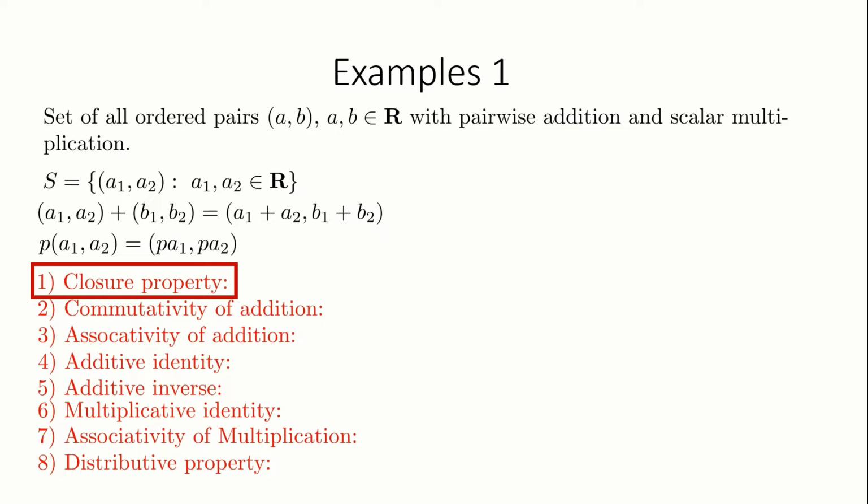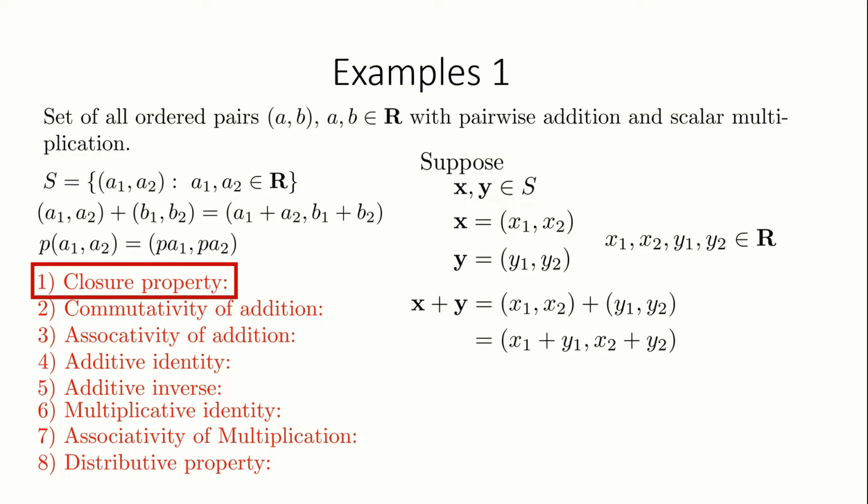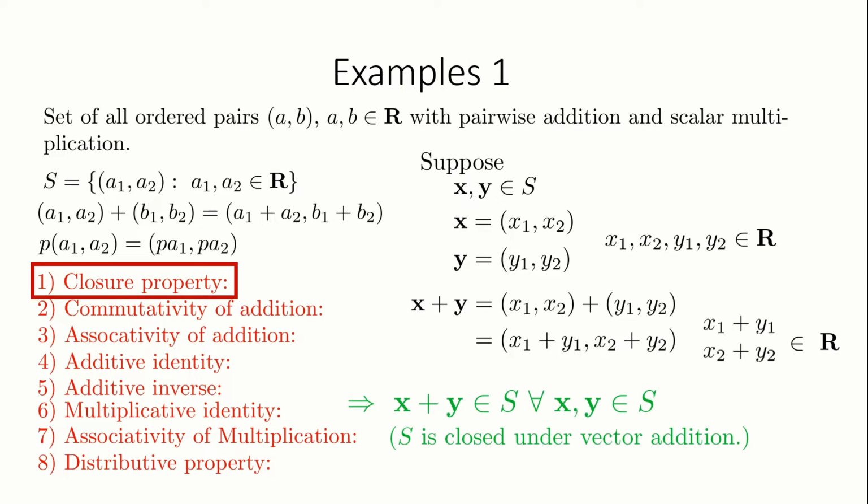Closure property. Suppose x and y are any two elements of the set S, then x and y are ordered pairs of real numbers. We add x and y according to the definition of addition. Since the addition of two real numbers is also a real number, therefore x plus y is also an ordered pair of real numbers and thus belongs to the set S. So the set S is closed under vector addition.